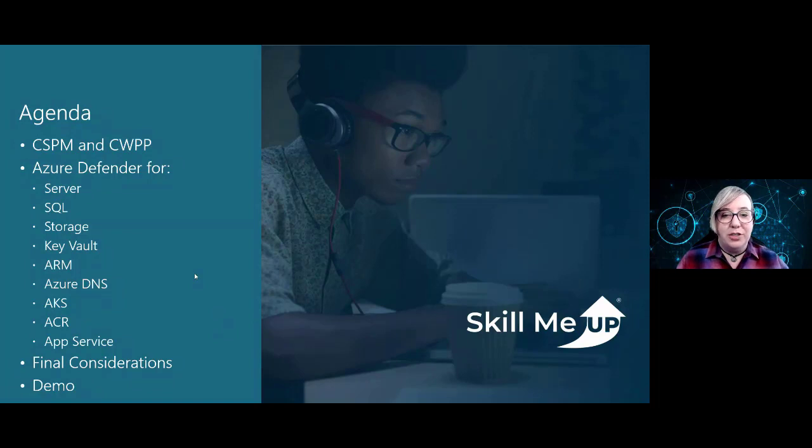So let's talk a little bit about the agenda. We'll talk about the CSPM and the CWPP. We'll talk about what those acronyms stand for. It's Microsoft, we do like acronyms. We'll talk about the different flavors of Azure Defender. So there's Azure Defender for server, for SQL, for storage, Key Vault, ARM, which is Azure Resource Manager, Azure DNS, AKS, ACR, App Service. Then we'll go through some final considerations, and I'll showcase some of where this lives inside of Azure Security Center so you can start to break apart what you'd like to do in terms of onboarding this within your environment.